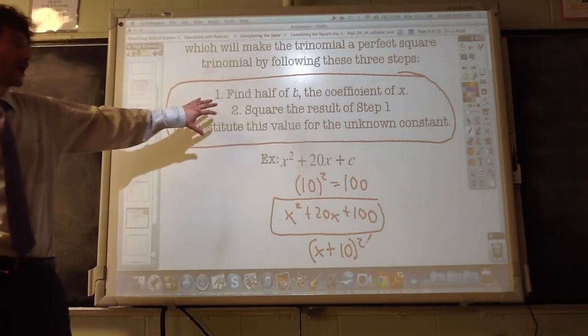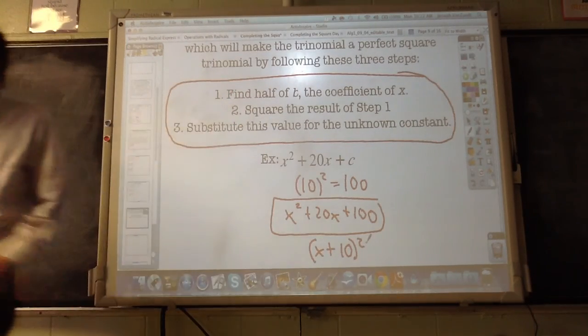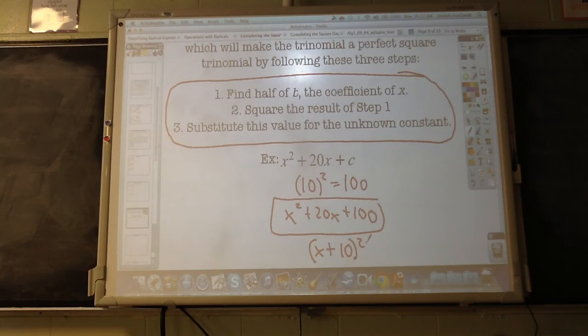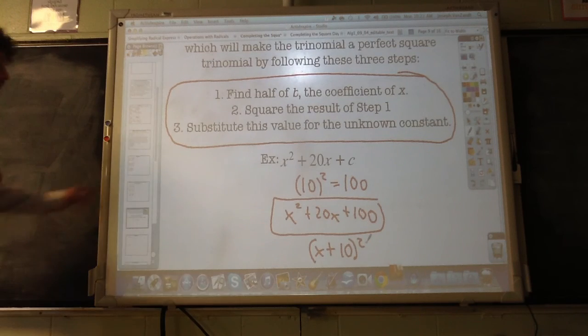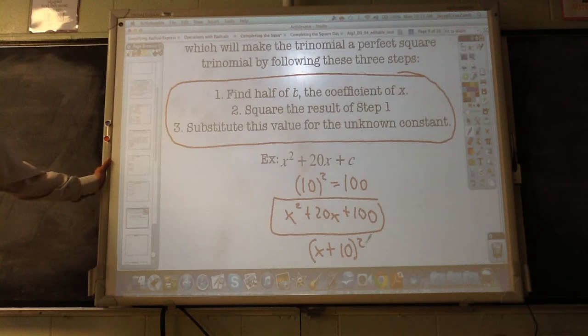Does anybody need more time to copy down these three steps? Okay, great. Just let me know when you finish, please. You got it? I think Nathan's doing it. You got it?